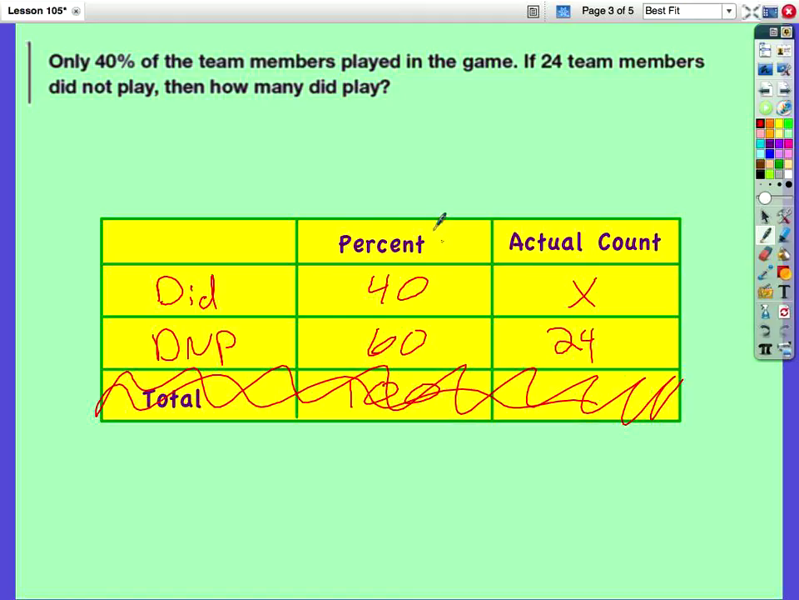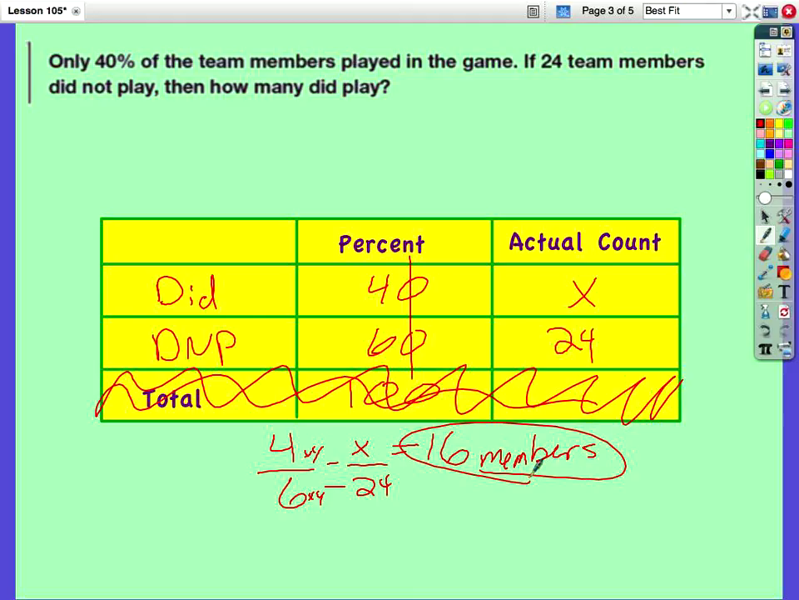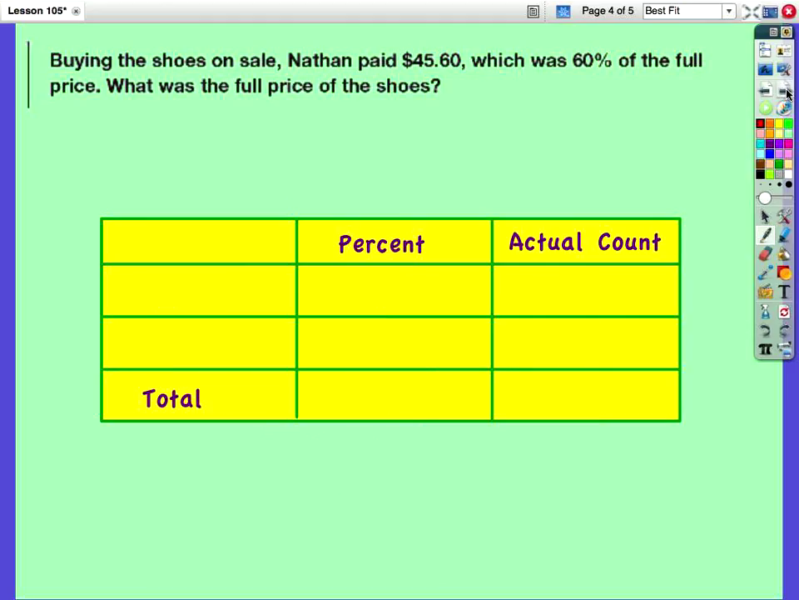Okay? Before I even set this up this time, I'm going to see that 40 and 60 can get reduced to 4/6. I could reduce it farther if I wanted to, but I'm just going to cancel out those zeros, okay? Because that's just like dividing by 10. And then that 4 is to 6 as x is to 24. So you multiply by 4 here, so that x is going to be 16. So how many team members did play? 16 team members. And I can solve it like that. Once again, we can cross multiply if we need to.